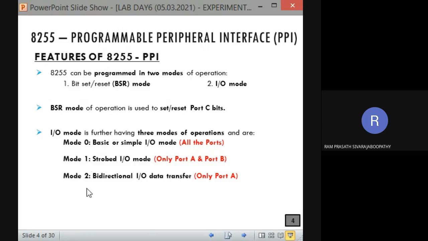Mode 1, mode 2 pathi worry panna vendam. Later point of time we can see in the theory session. Fine? In simple words, we can say with some acknowledgement, we are going to transfer the data in mode 1 and mode 2. That's all.